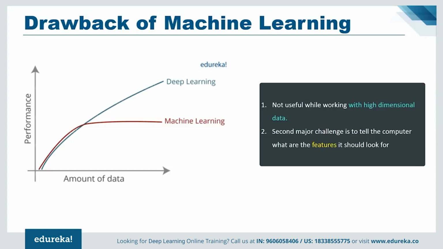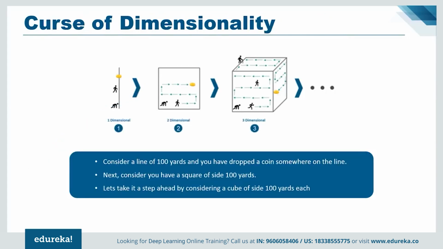Now, to understand this in simpler terms, let's consider the following image. Consider a line of 100 yards, and you have dropped a coin somewhere on the line. It's quite convenient for you to find the coin by simply walking on the line. This very line is a single-dimensional entity. Next, consider you have a square of 100 yards, and yet again you drop the coin somewhere in between. Now it's quite evident that you are going to take more time to find the coin within the square as compared to the previous scenario. Now this square is a two-dimensional entity.